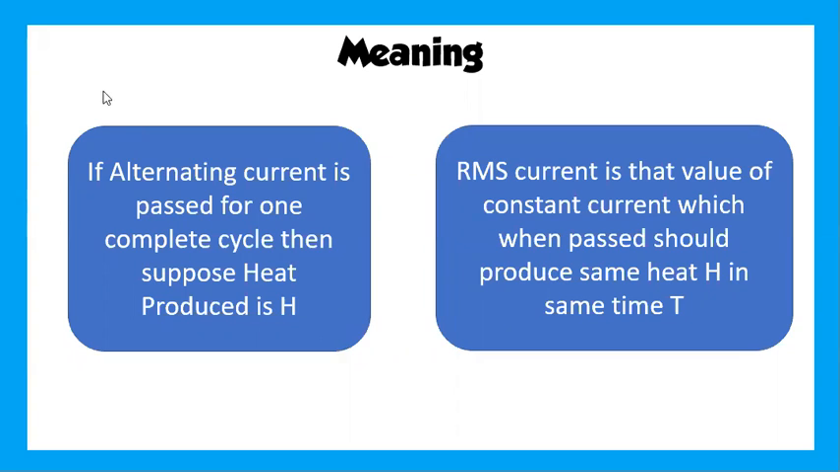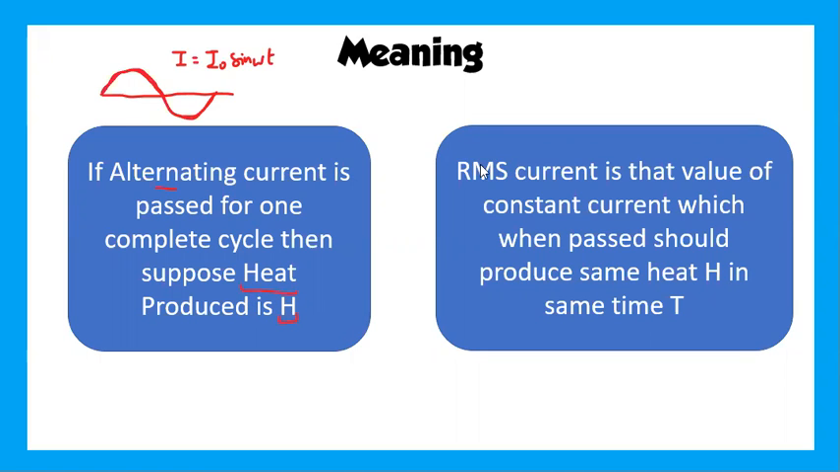Suppose I pass alternating current through any resistor. In alternating current, the value of current increases, comes to mean position, decreases, again comes to mean position. So current is changing with time. Suppose I is I naught sine omega t, where I naught is the maximum value of current. If alternating current is passed for one complete cycle, then suppose the heat produced is H.